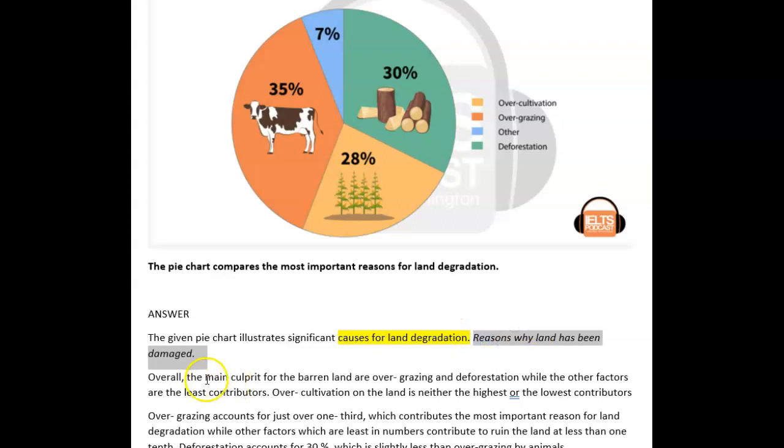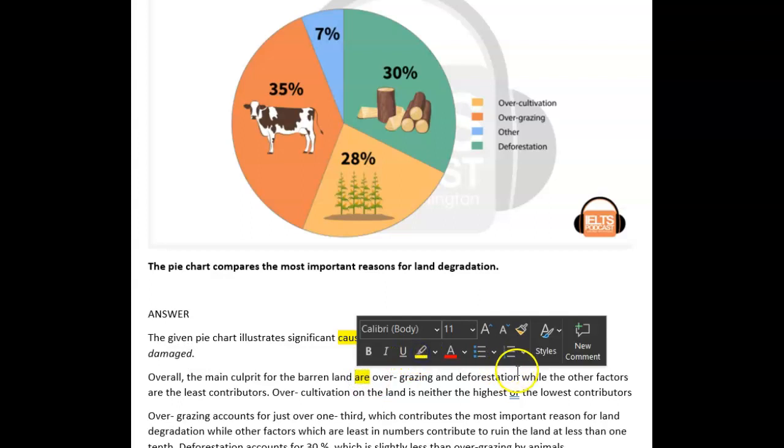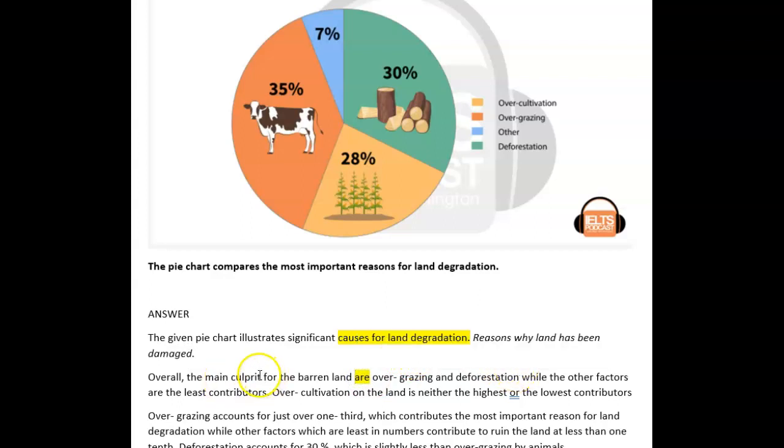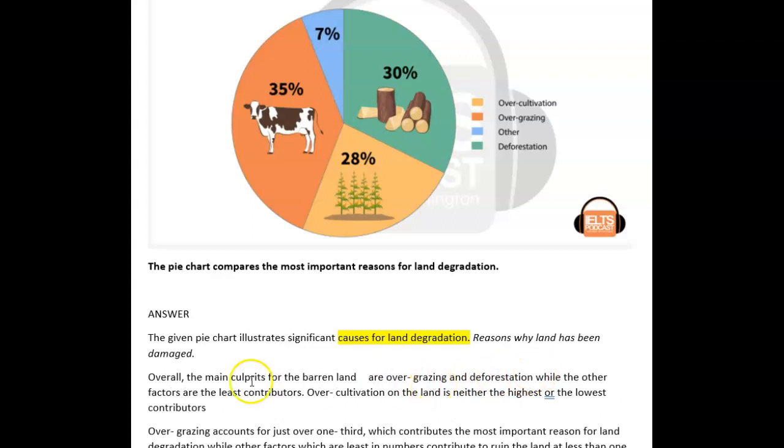Okay. Overall, the main culprit for barren land, I love that, the main culprit for barren land is, so singular verb here, overgrazing and deforestation. Oh, sorry, my apologies, main culprits. You want plural here then, are, okay, overgrazing and deforestation, while the other factors contribute the least. Rather than repeating the verb are, I would just go contribute the least, make contribute into the verb.